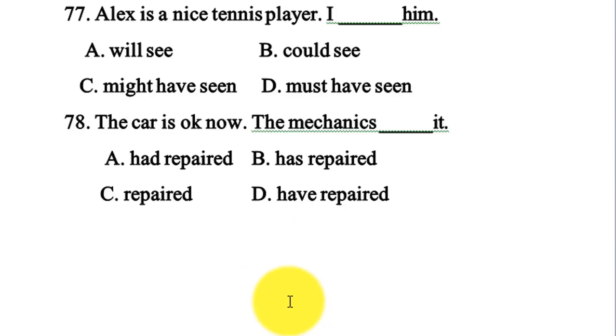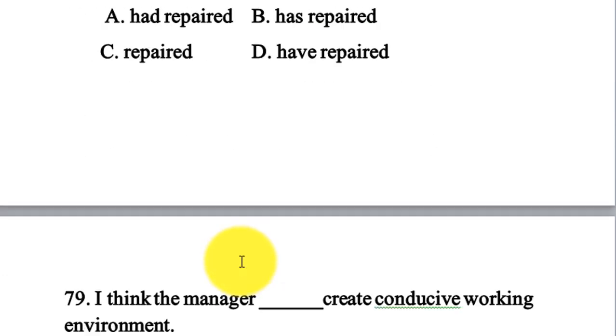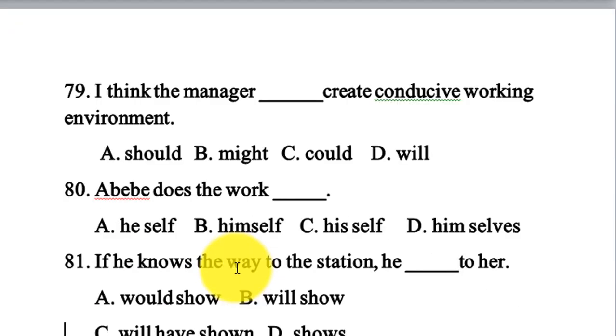Question number 79. I think the manager blank create conducive working environment. So this is a modal question. What kind of question is this? This is should, might, could, and will. When do we use these modals?